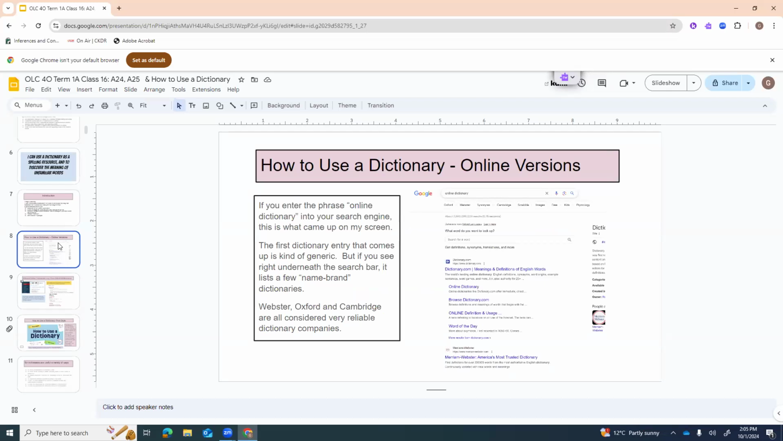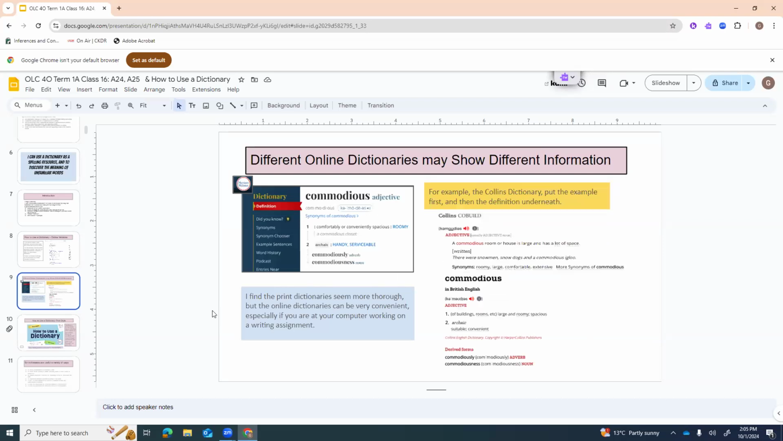If you see right underneath the search bar, or if you follow down the page, there's going to be more what I consider like name brand dictionaries. These are dictionaries that are written by English professionals and have been used for literally hundreds of years. Things like Webster, Oxford, Cambridge, these are all very reliable dictionary companies that you can count on giving you solid information. Because different dictionaries may show you slightly different information.